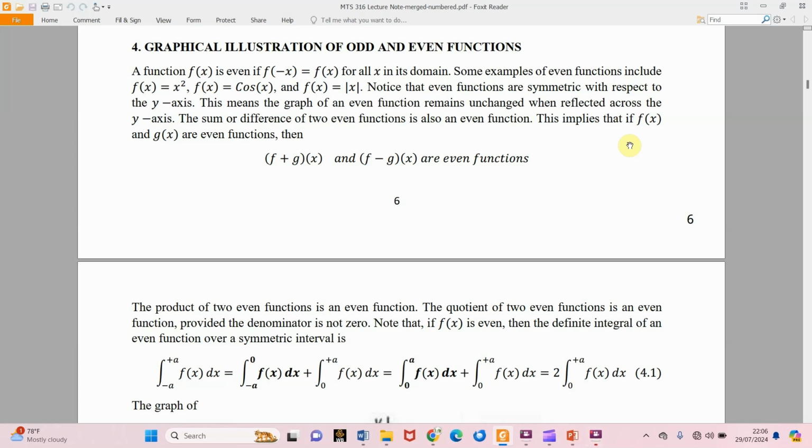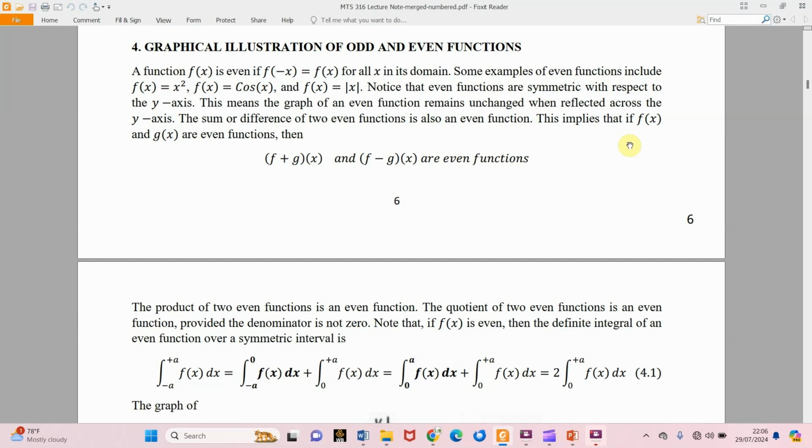Hello viewers, welcome back to the fourth section. In this section, we want to consider odd and even functions. There are some functions that we can refer to as being odd, while we can refer to some as being even. So in this video, we need to consider the two because we need the concept whenever we are dealing with Fourier series. So let's consider the first things.